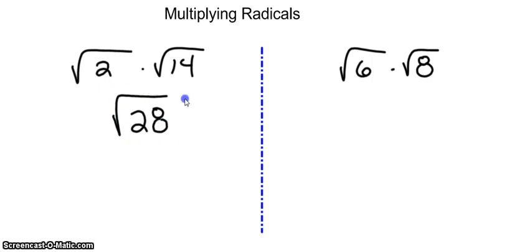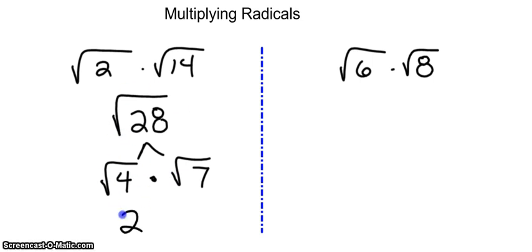We're going to use the same exact concepts from the previous slides and try to simplify this further. We're looking for the biggest perfect square factor of 28, in this case, 4. So the square root of 4 times the square root of 7 would equal root 28. The square root of 4 is 2 times root 7, or 2 root 7.